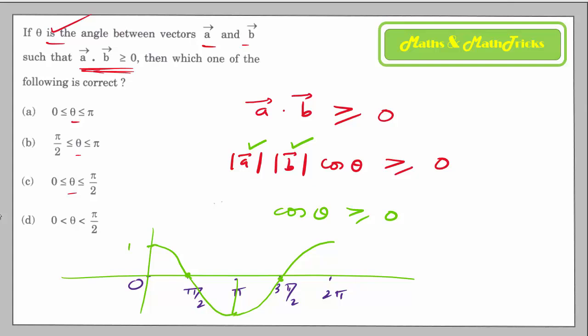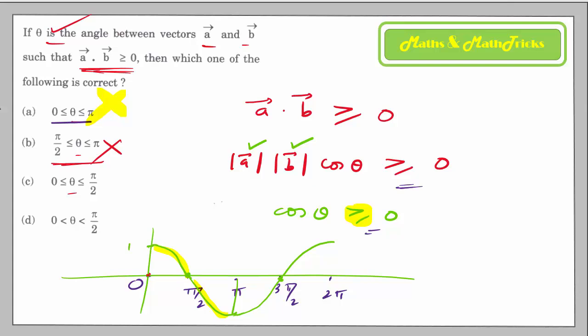Now you see the range. They gave you the range of 0 to pi. From 0 to pi, you can see that it is not always greater than or equal to 0. You want the always greater than or equal to 0 condition. For 0 to pi by 2 it was okay, positive, but from pi by 2 to pi it was negative. So that's why the first option is neglected. What about the second option? Is it correct? Pi by 2 to pi, so it is negative. We want positive cos theta. So incorrect.